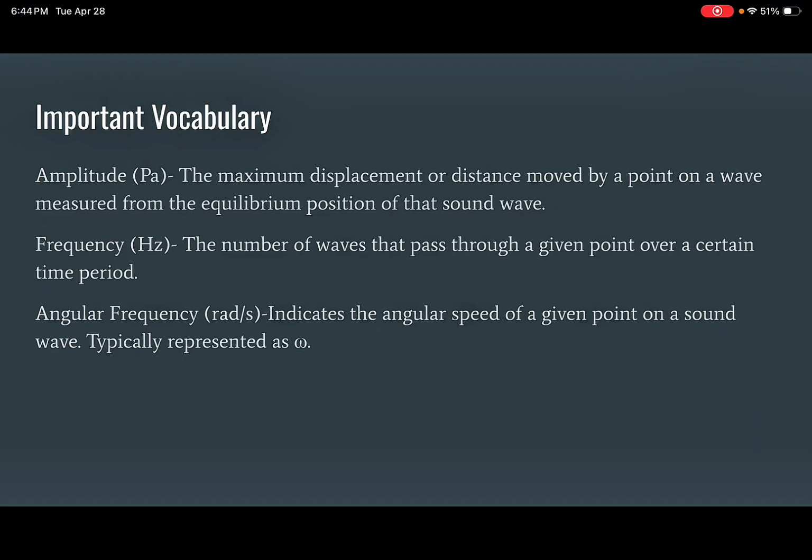Some important vocabulary to note. First we have our amplitude. It's measured in pascals, and it is the total maximum displacement or distance moved by a point on a wave measured from the equilibrium position of that sound wave. We have frequency, which is measured in hertz, and that's the number of waves that pass through a given point over a certain time period. And finally, we have our angular frequency, which is measured in radians per second, which indicates the angular speed of a given point on a sound wave, typically represented as omega.